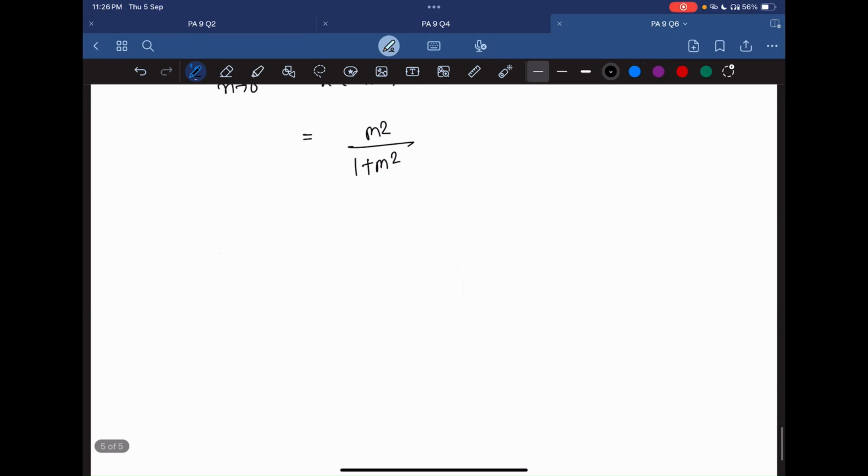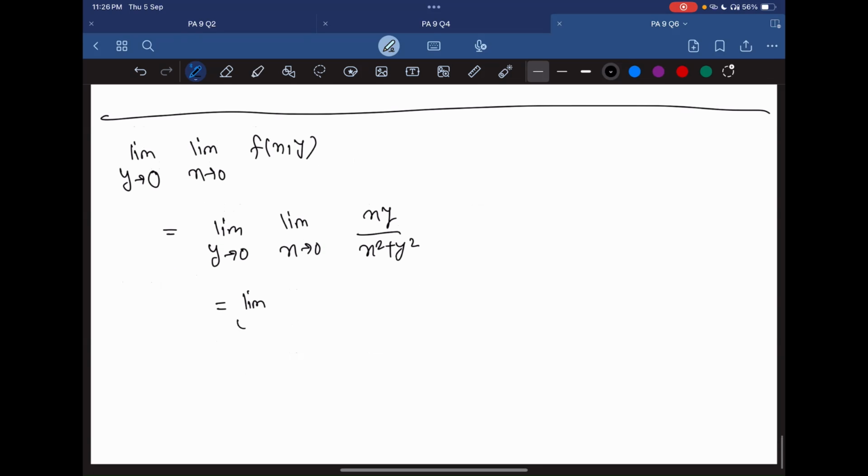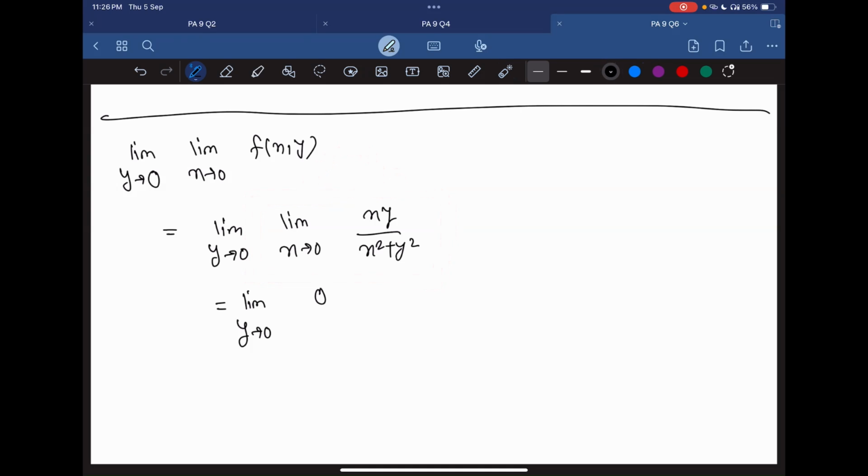Now let's look at the limit when y tends to b, or let's say here we are taking 0, and x tends to 0 for the function. That would be the limit as y tends to 0, limit as x tends to 0 of xy divided by x square plus y square. On solving this inner part, we can directly put the x value to be 0, and then we will get 0 by x square plus y square, and that is 0.